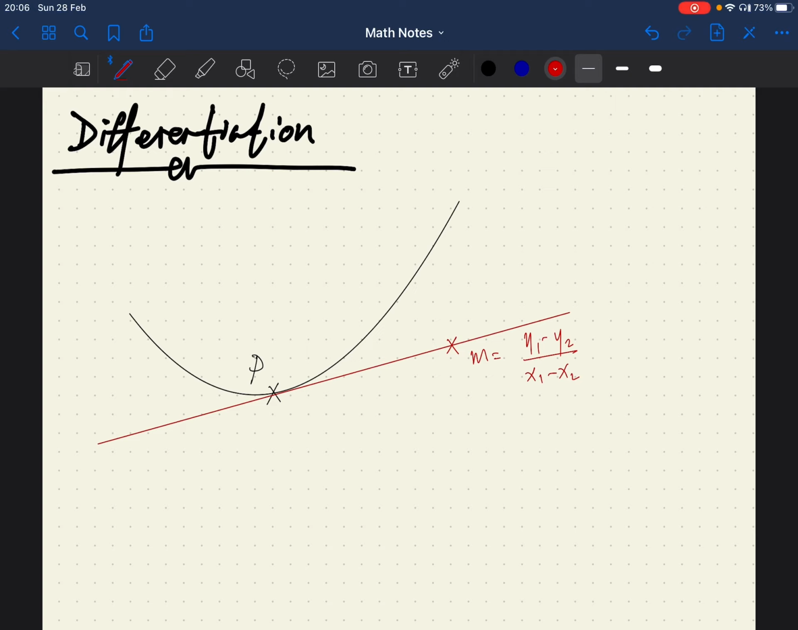But there are a few issues with this approach to get the gradient of the tangent of a point on the curve. So the first problem is that the tangent gradient is dependent on how it's drawn. Meaning, everyone will most likely draw a different tangent, and hence your second point, this point here, will likely be different.